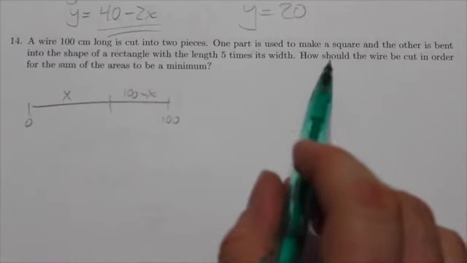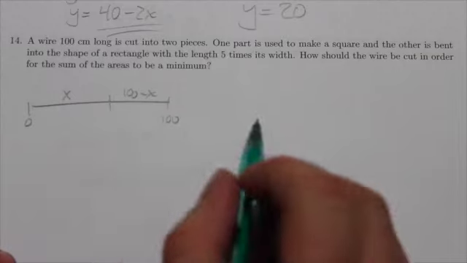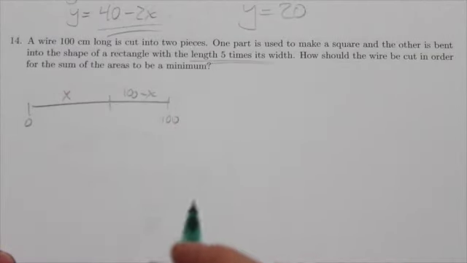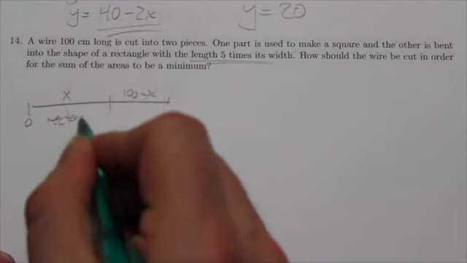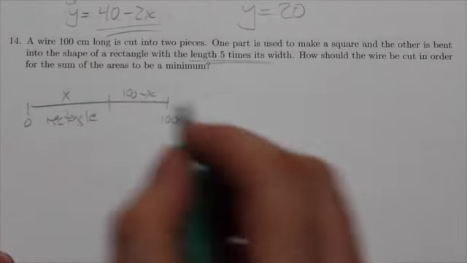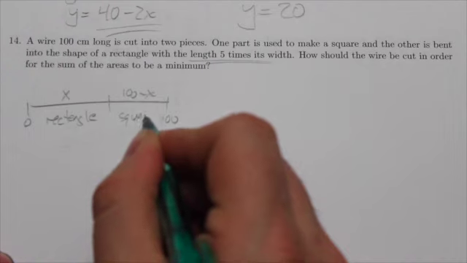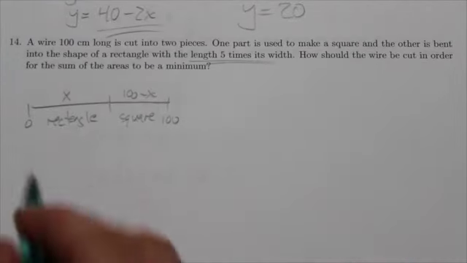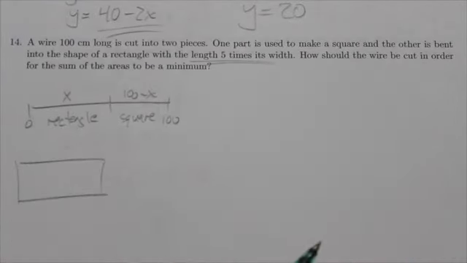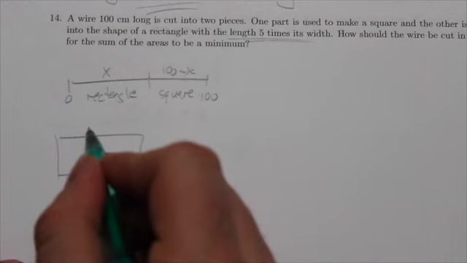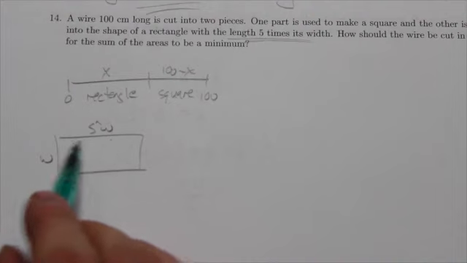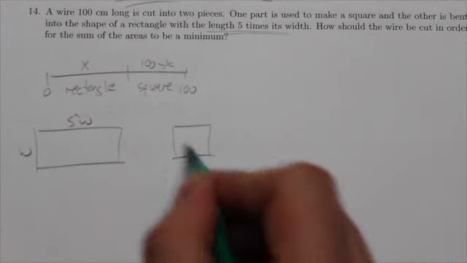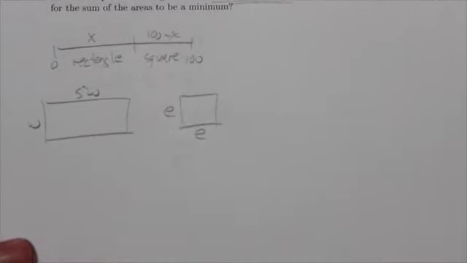Now we're going to split this up between a square and a rectangle that's got some restrictions on its shape. So let's call this the rectangle. We'll put x units on the rectangle, and we'll put 100 minus x to the square. Now we're told that the length of the rectangle is 5 times the width. And over here, a square. Well, the sides are the same for a square, so that's easy.